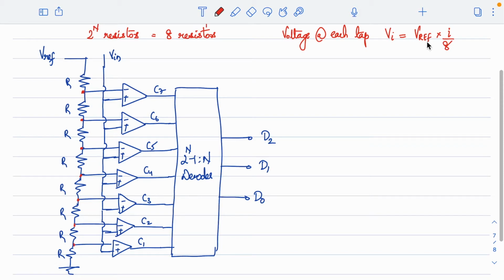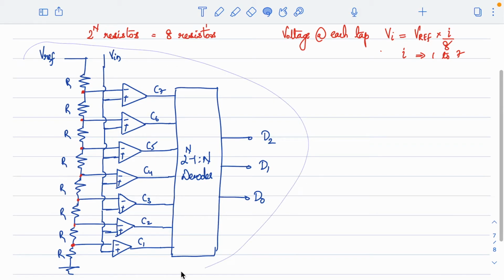Here I will be varied from 1 to 7. So if I is 1, at this point the voltage will be VREF divided by 8. At the next point it will be 2 into VREF divided by 8, which is VREF by 4. That way it will keep on increasing. Let me create a table over here.